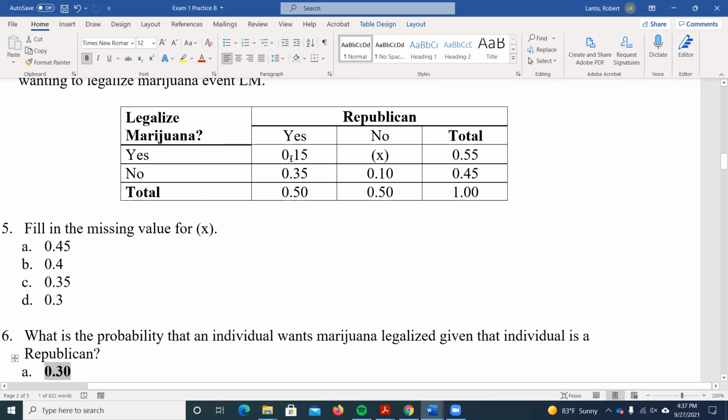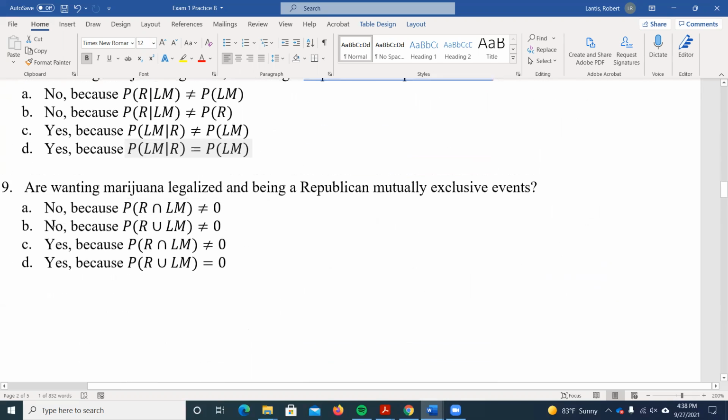Specifically, what I'd want to know is whether the probability they want marijuana legalized and being a Republican is 0, right? But I don't have any zeros here. That intersection is not 0. So I would say that no, they're not mutually exclusive. The only way they're mutually exclusive is if that intersection is equal to 0. So if that intersection is not equal to 0, we would say that it's not mutually exclusive. We didn't see a 0, so automatically we should know, no, they're not mutually exclusive.